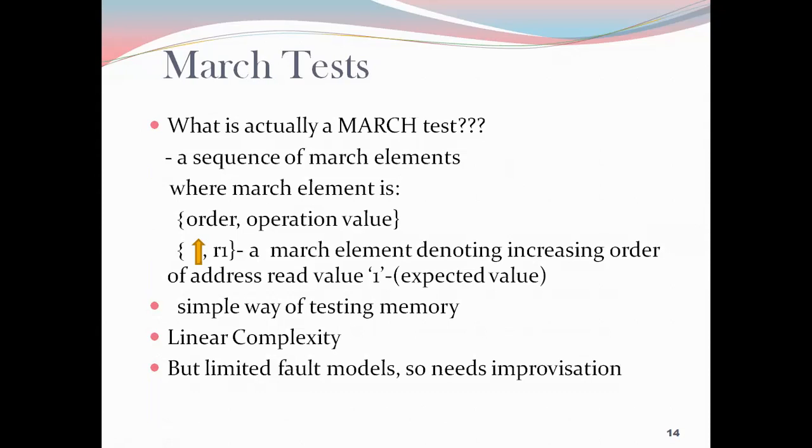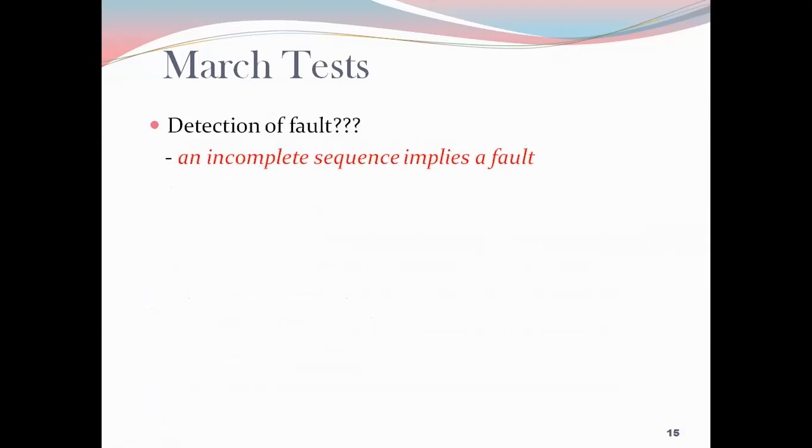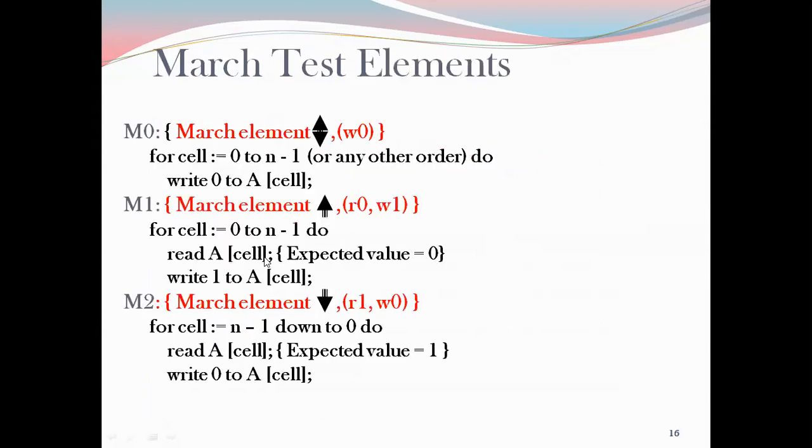It has a linear complexity with increasing number of cells of the memory, but there are certain limitations as we move towards higher levels of complexity and sizes of the memory. More fault models have to be included, which is being done as we move through different evolutions of March algorithms. So let's start with how it is going to detect a fault. Whenever I specify a sequence of operations, if that sequence is not completed, it means a fault is detected. Let's make it more clear.